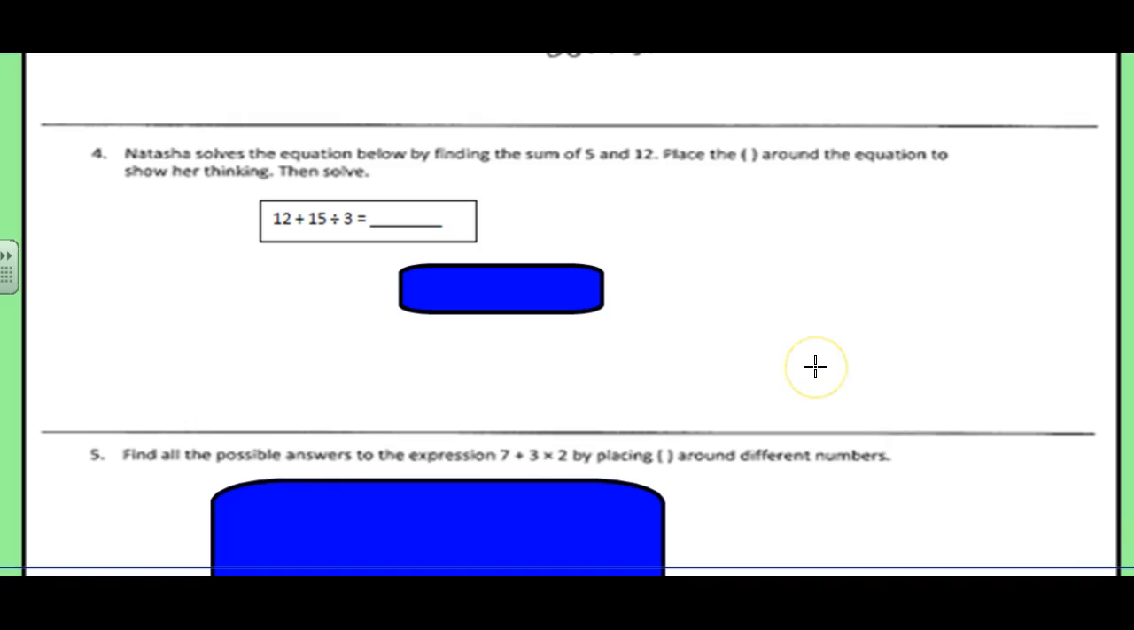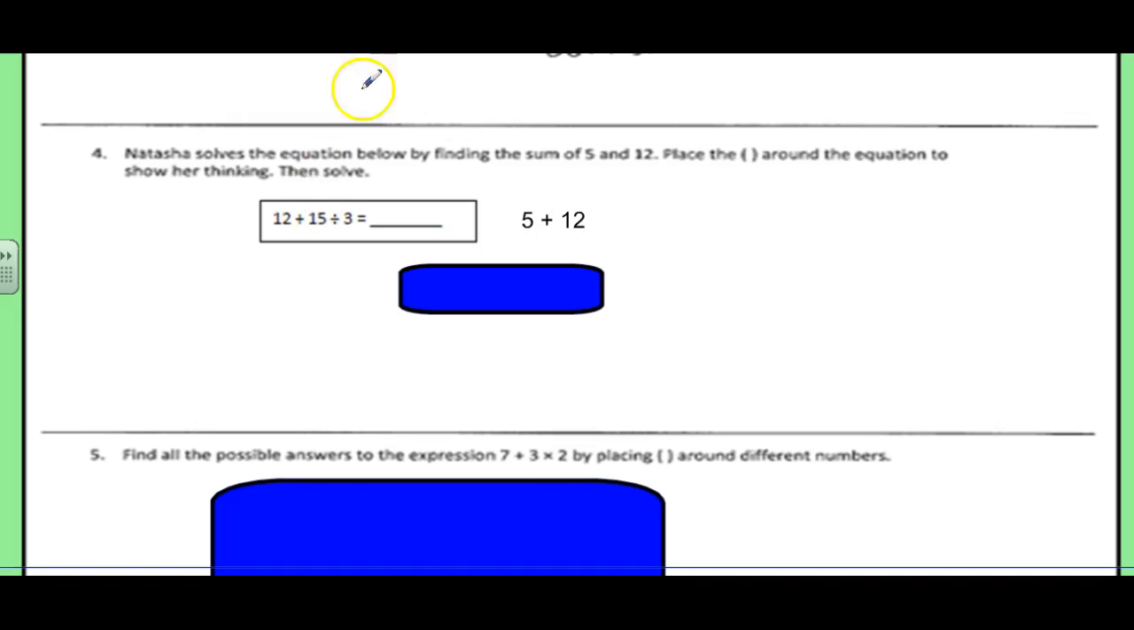Natasha solves the equation below by finding the sum of 5 and 12. Place the parentheses around the equation to show her thinking, and then solve. So, this tells me right here that Natasha is doing 5 plus 12. But we have to figure out, how did Natasha go from 12 plus 15 divided by 3 to get 5 plus 12? And you're going to have to put parentheses in this equation to get yourself to 5 plus 12. So I want you to do that right now.